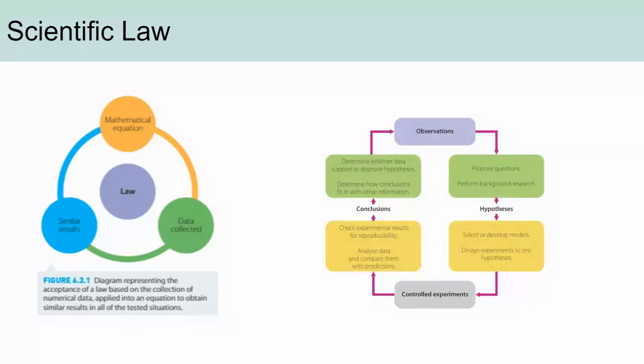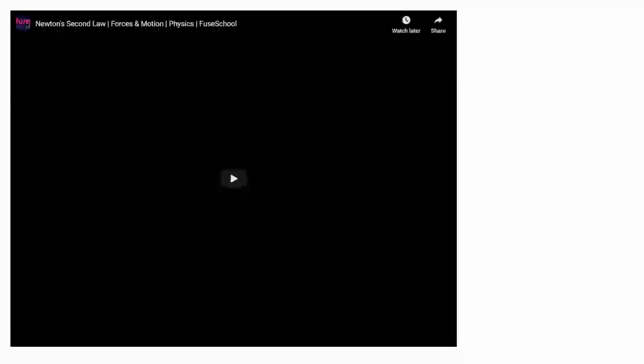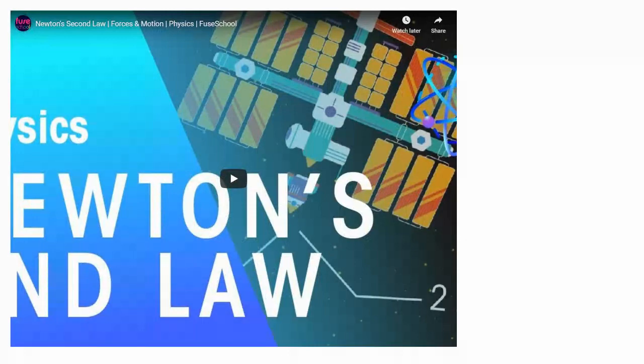And going through these observations, we're always going through this scientific method, which allows us to undertake that process of testing the scientific law. So the first law we need to know is Newton's second law of motion, and it's the idea that the force applied to an object is proportional to the mass of the object and its acceleration. The key formula here is F equals ma. We're going to be looking at that in more detail in our practical activity in the classroom. So we're going to pause this video now and look at Newton's second law in detail.